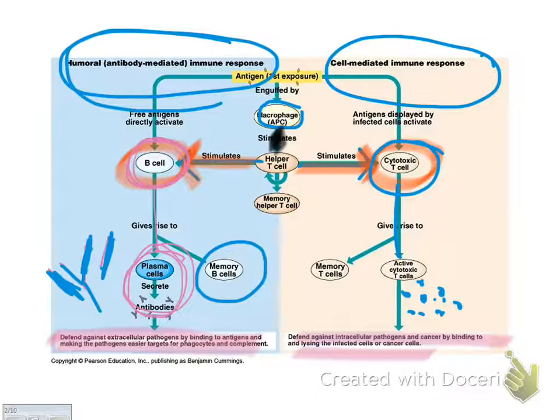It says B cells defend against extracellular, that means outside the cell, pathogens. So pathogens that are just floating in the blood, making the pathogen easier targets, so it flags them for the phagocytes. And then on the cell-mediated side, the T cells defend against intracellular pathogens, so cells that are infected, or pathogens on the inside. So T cells release that chemical and lyse the infected cells.